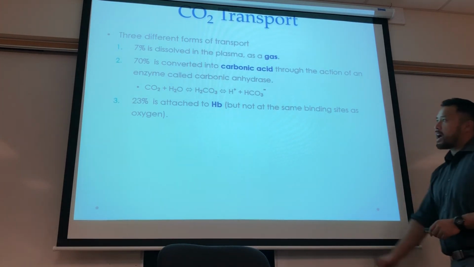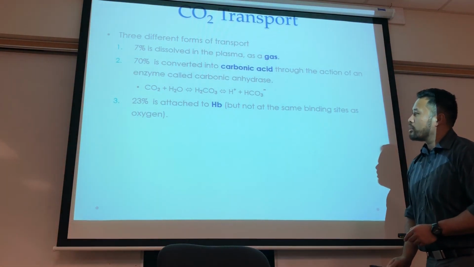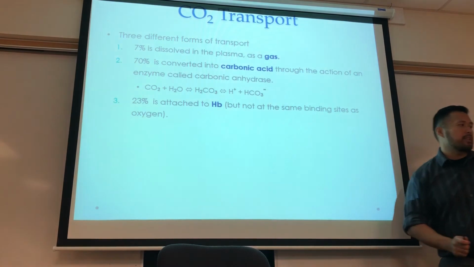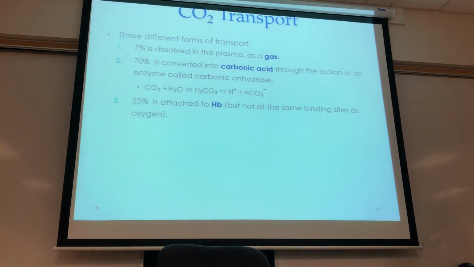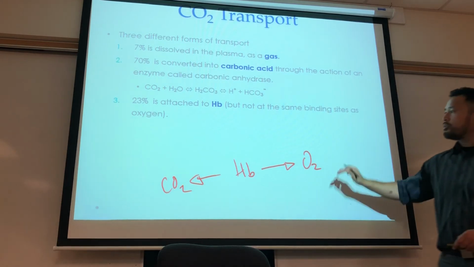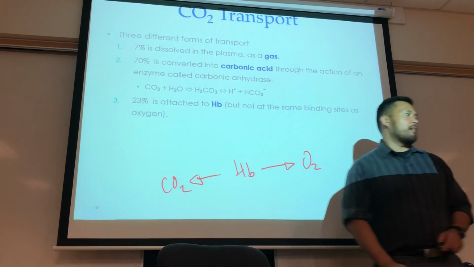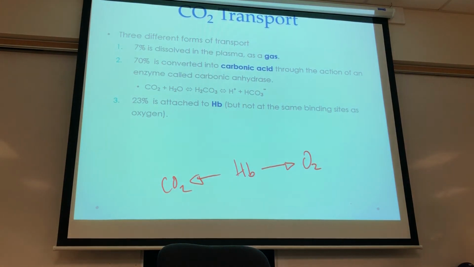23% is going to be attached to hemoglobin. So some of your hemoglobin is going to be carrying carbon dioxide. And as I mentioned, hemoglobin will compete with either O2 or CO2. If there's more O2, we'll get oxyhemoglobin. If there's more CO2, we're going to have deoxyhemoglobin.